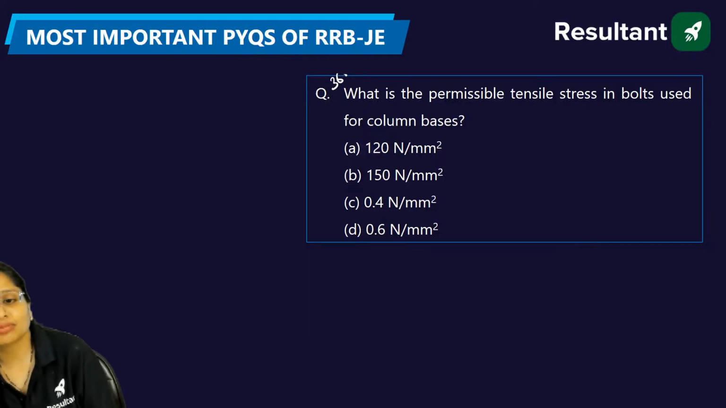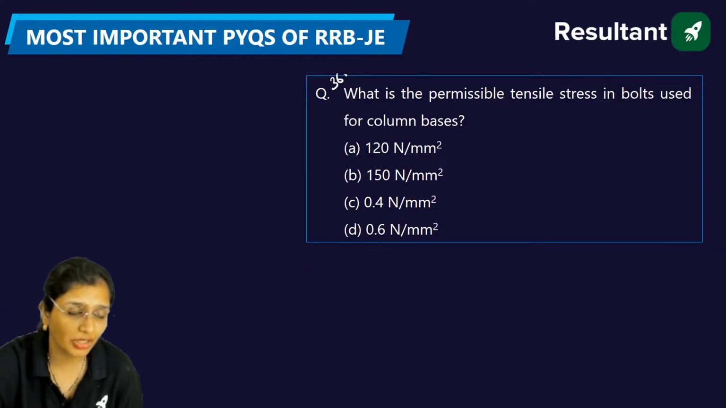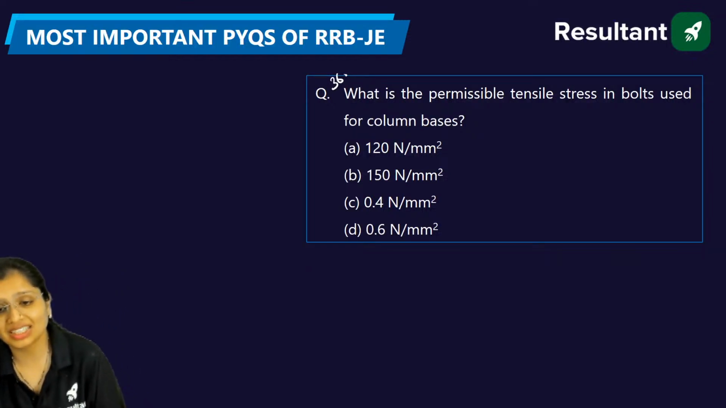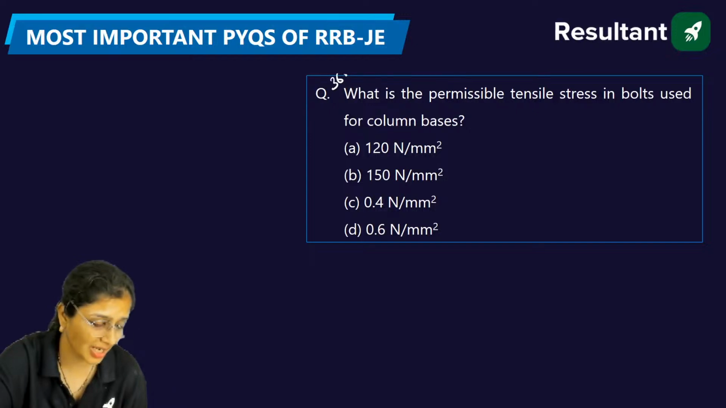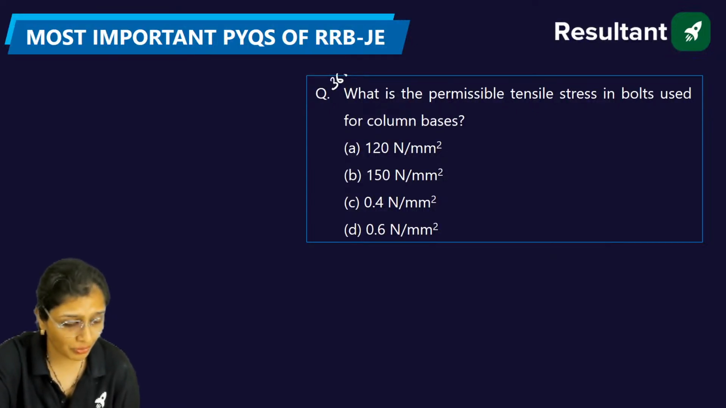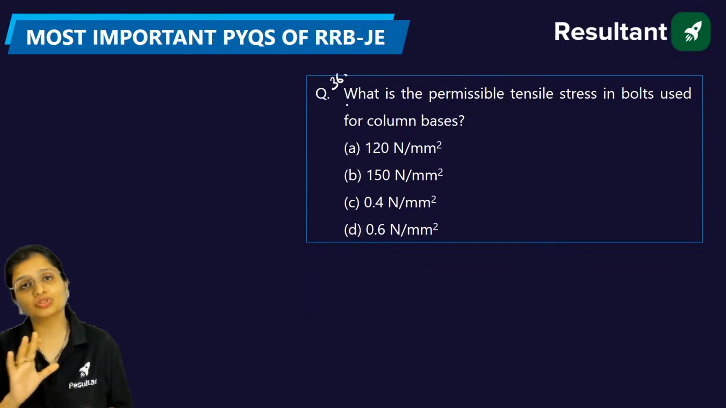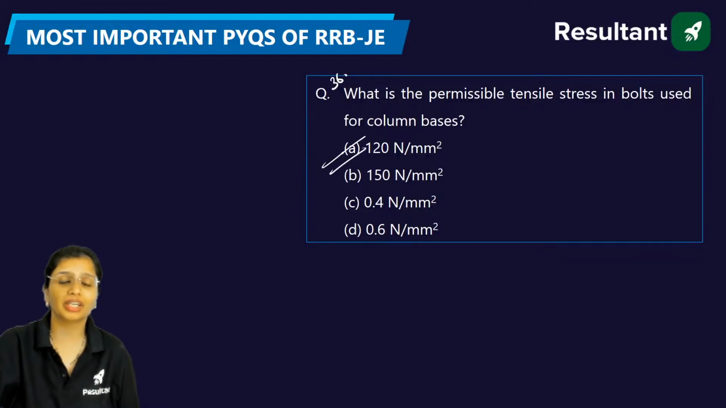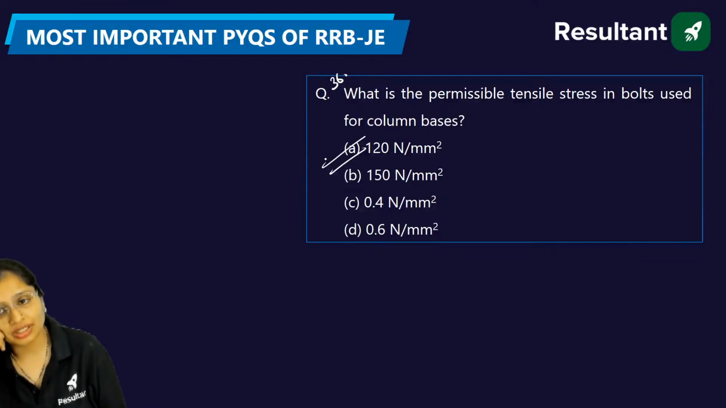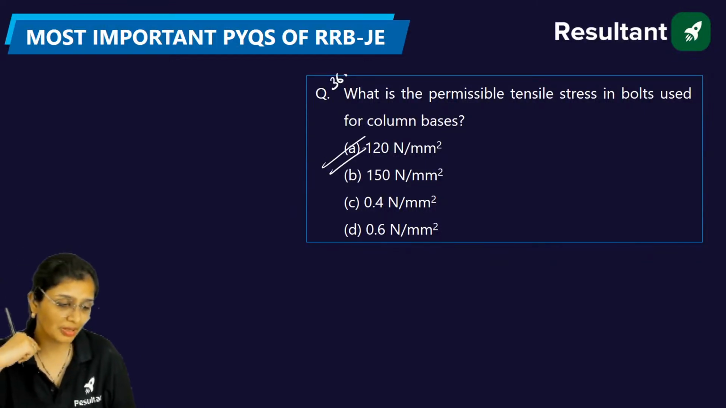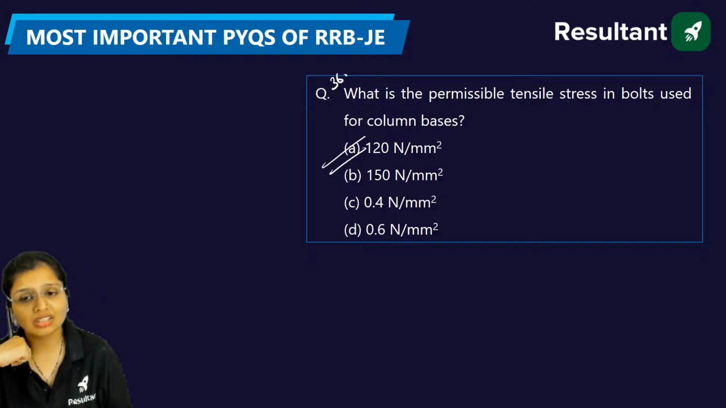टेंसाइल स्ट्रेसेस इन बोल्ट्स जो कॉलम के बेसिस में यू आर यूजिंग इट, इतना कम कहाँ से टेंसाइल स्ट्रेस कैरी करेगा यार, थोड़ा तो सोचो. इतना कम 0.4 न्यूटन पर mm स्क्वायर. Permissible tensile stress which is used for column bases, that is 120 Newton per mm square. This much will be the permissible tensile stress. इतना कम 0.6, 0.4 इतना तो हो ही नहीं सकता. 150 assume करते तो समझ में भी आता.